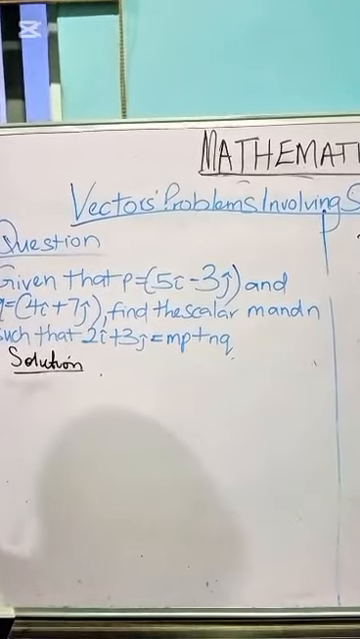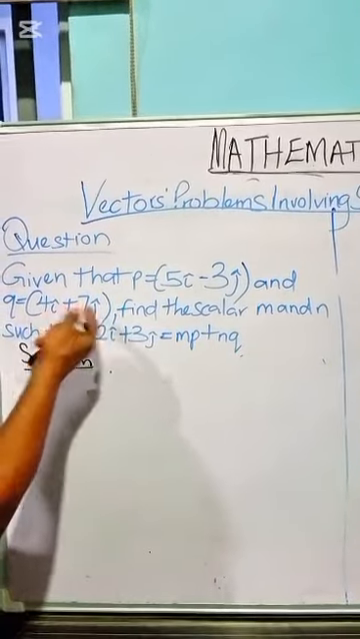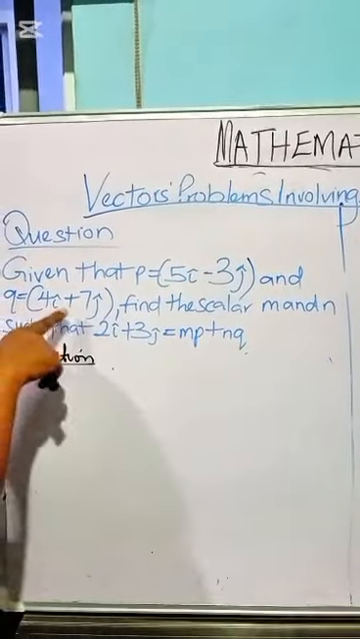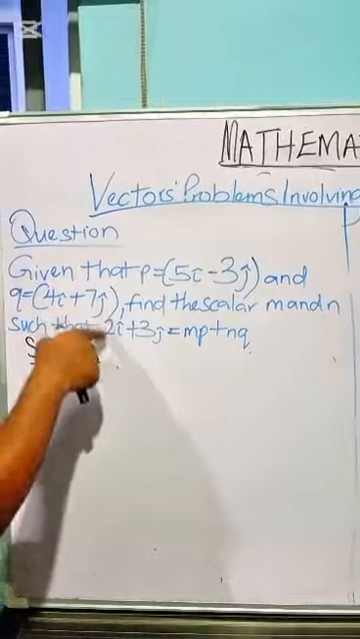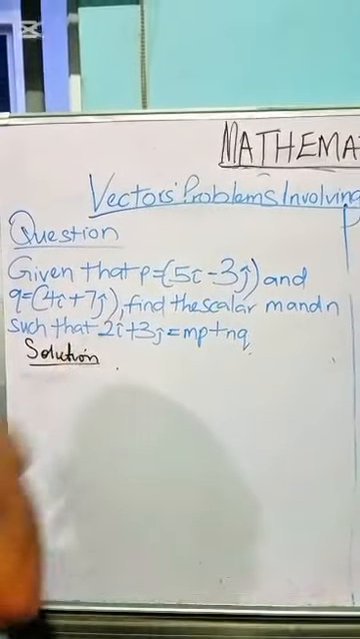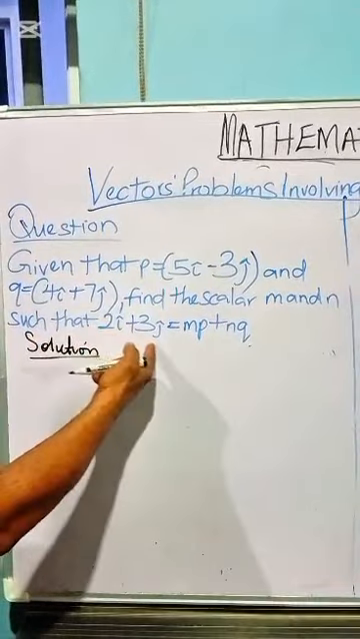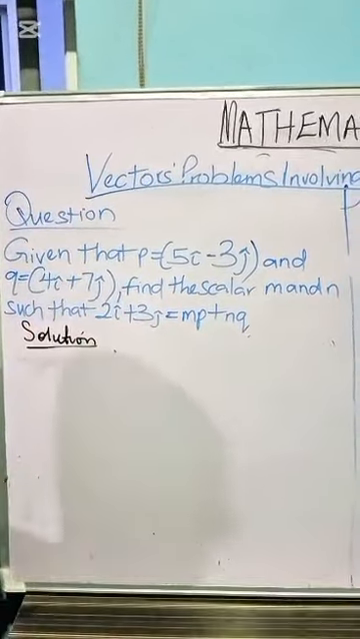You can see the question on the board. Given that P is equal to 5i hat minus 3j hat and Q is equal to 4i hat plus 7j hat, find the scalar m and scalar n such that 2i hat plus 3j hat is equal to mP plus nQ.